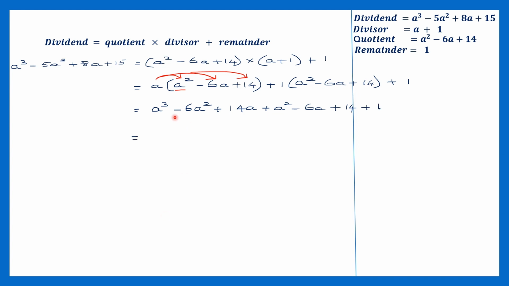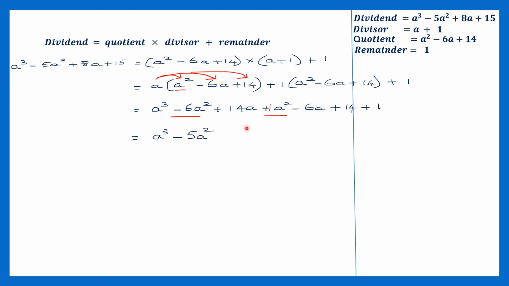Now a cubed, do we have any other a cubed? We don't have, so we're going to write this down as it is. So a cubed. Then the next thing we have is minus 6a square. Do we have another a square? Yes, we have an a square here. So this is minus 6a square. This is plus 1a square. So minus 6 plus 1, the signs are different. So we put the sign of the bigger number and we subtract. So 6 minus 1 is 5. So that is minus 5a square.